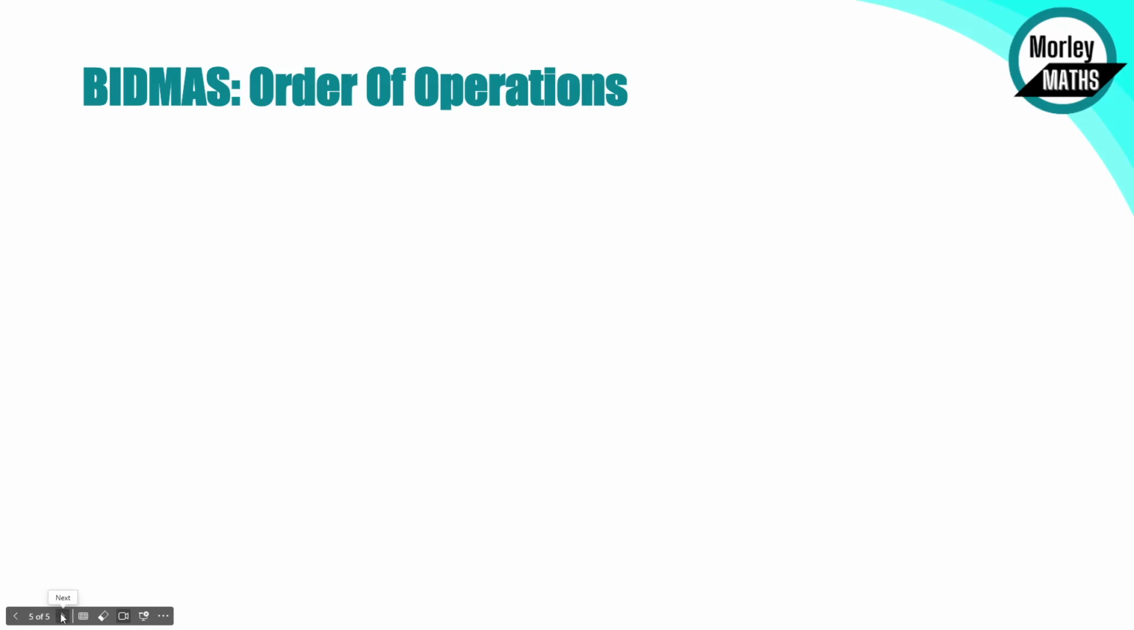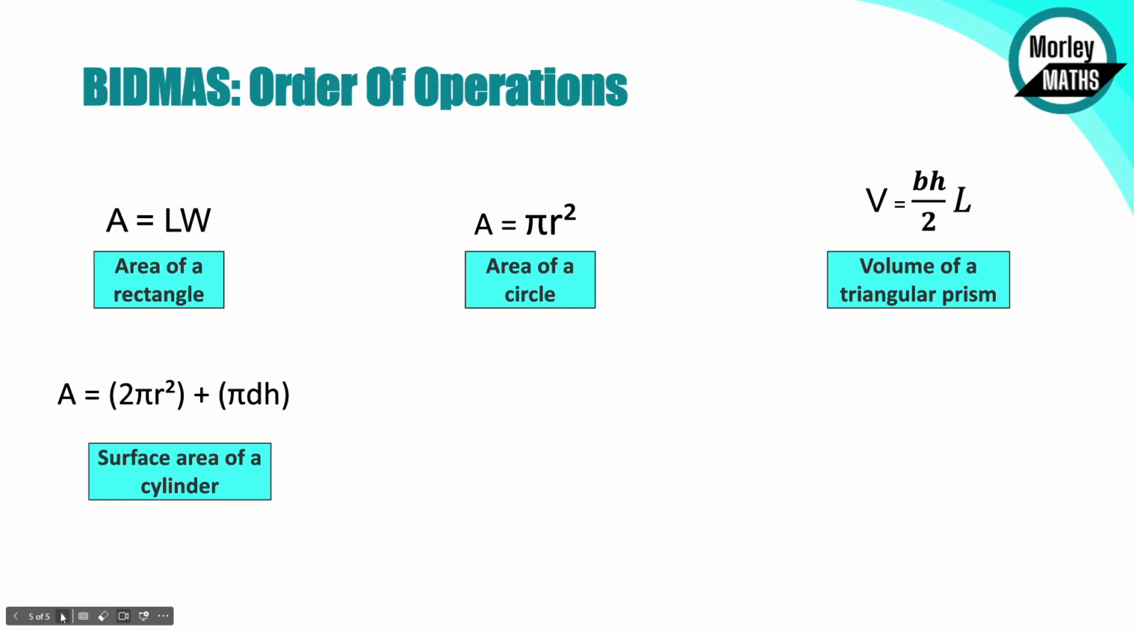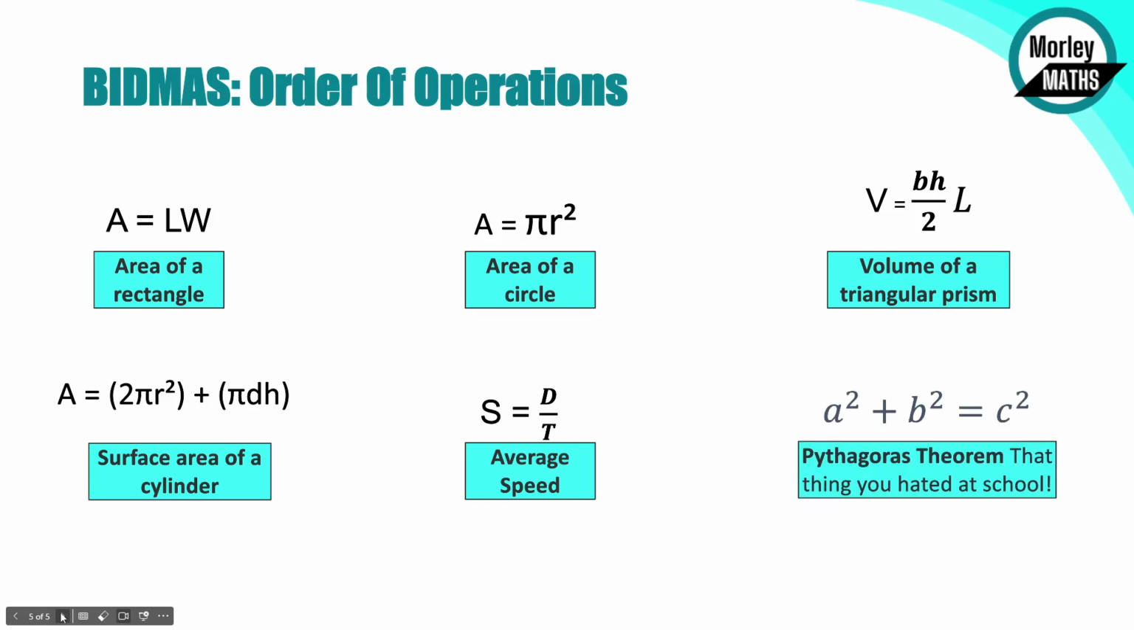Okay, so hopefully you're feeling a bit more comfortable and confident with your understanding of BIDMAS and orders of operations. So you should be able to apply this method to any formulas that you might come up against, which could be formulas for area. So if you're working out the area of rectangles and circles, it could be used for volume. So for example, the volume of a triangular prism. It could even be for this extremely scary formula, which is the surface area of a cylinder, compound measures, and finally, Pythagoras theorem, which everybody hated at school, but you'll be thankful to know that we don't do this in functional skills.